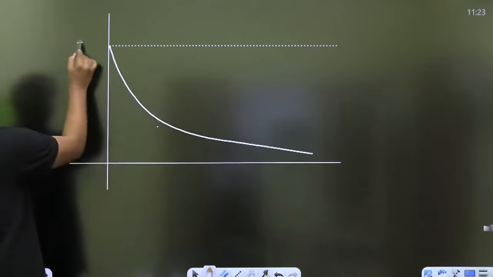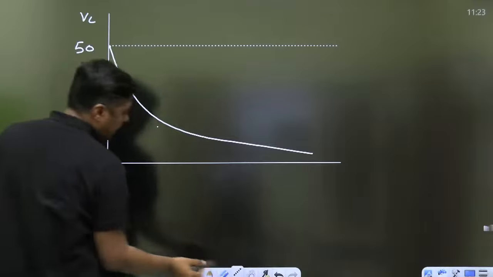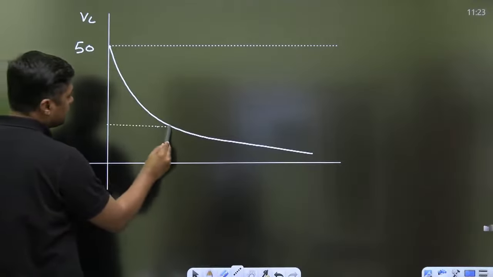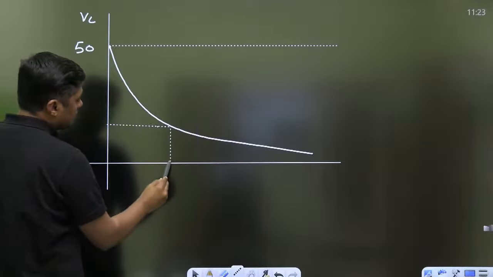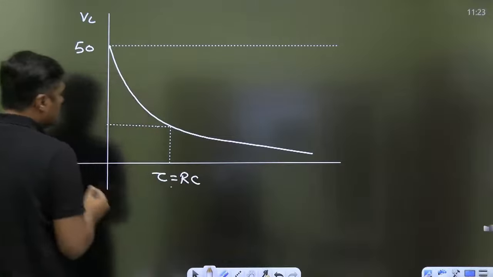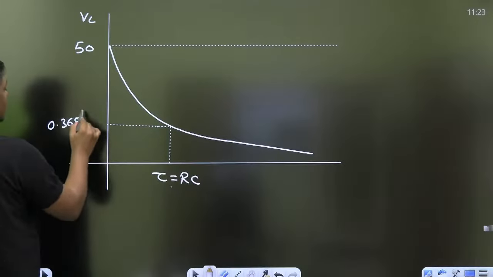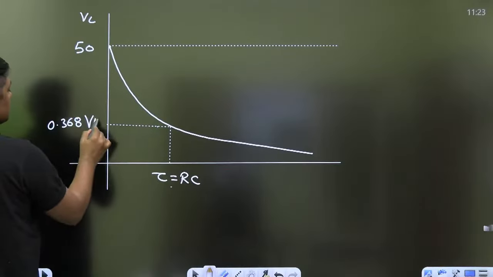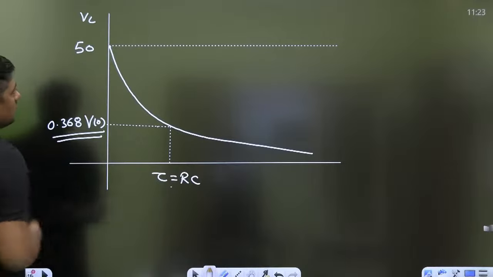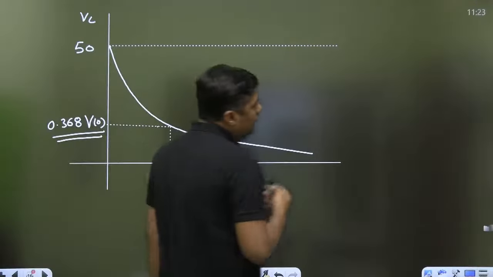What is the initial voltage? 50 volt. Exponentially decreasing function, and in one time constant, it will reduce up to what? 0.368 of the initial value. Okay, then you can multiply it and you can find the value.